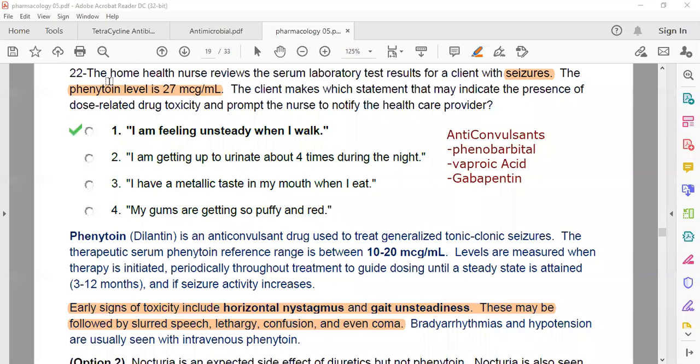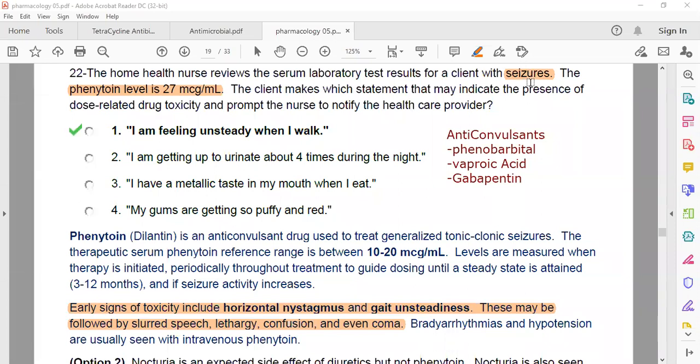The question here: the home health nurse is reviewing the serum laboratory test results for a client with a seizure. The phenytoin level is 27 micrograms per dL. The client makes which statement that may indicate the presence of dose-related drug toxicity and prompt the nurse to notify the healthcare provider?